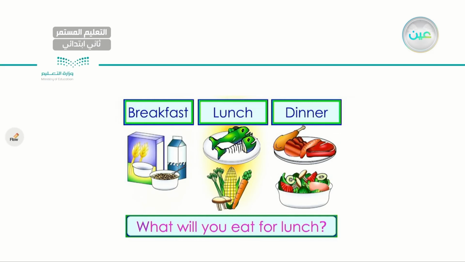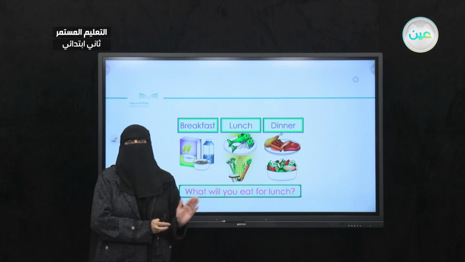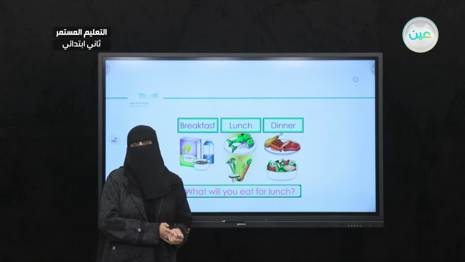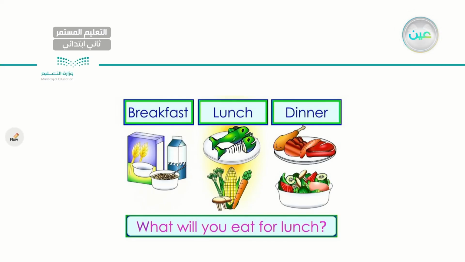What do you eat for lunch, for example? Now, as you can see here, I have the 3 meals above: breakfast, lunch, dinner. Do we eat the same food all day long? The answer is no. Normally, we start with a sandwich, an egg sandwich, a tuna sandwich, right? Or perhaps cereal and milk.